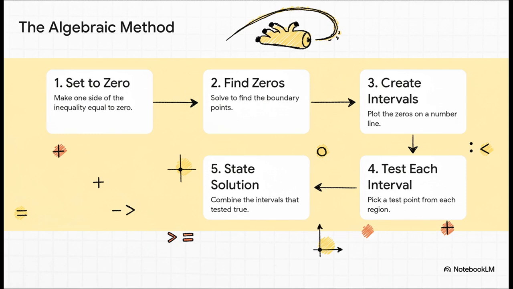And here's the cool part. We only need to test one number from each zone. If that test number works, then the entire zone is part of our solution. Let's see how it works.